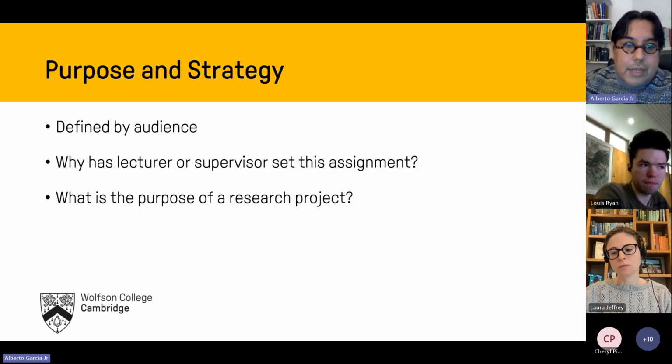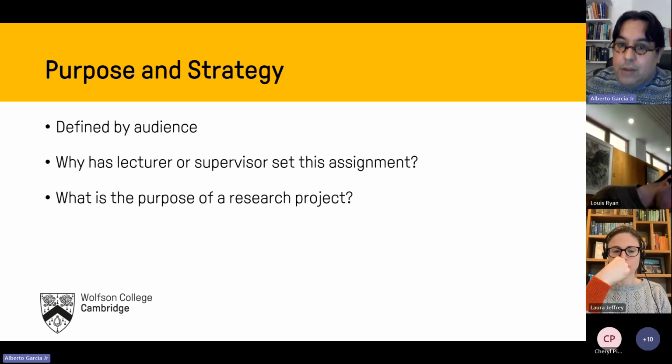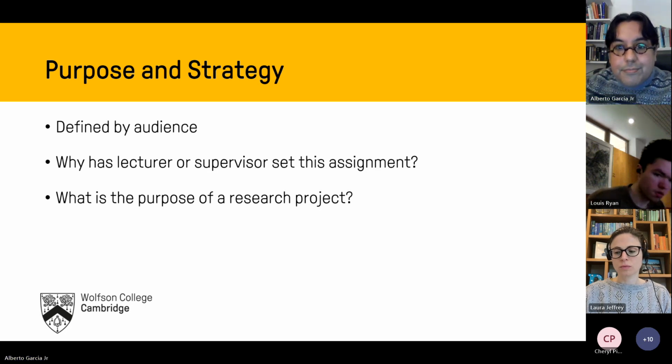So purpose and strategy then, apart from the questions that we've asked, is basically: what do you want your reader to gain from reading your work? This can be a bit of reflective practice as you're thinking about it, and attempting to answer this question may help you focus your arguments into the points that you're writing. So for example, it's defined by your audience, again, purpose and strategy. Some questions to think about: why has this lecturer or supervisor set this assignment? And what is the purpose of this research project?